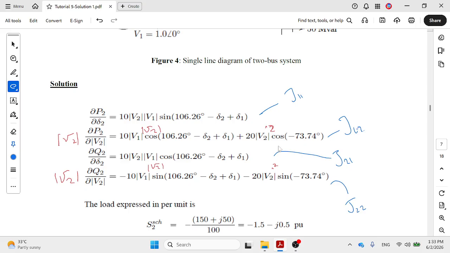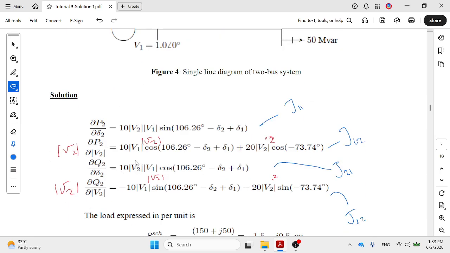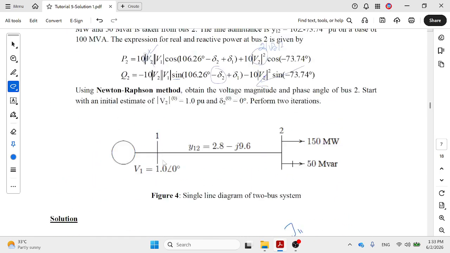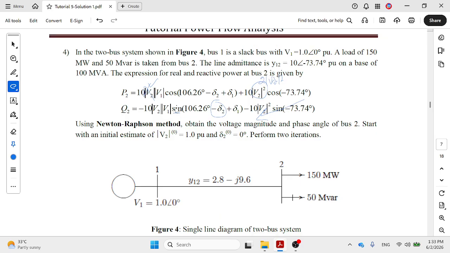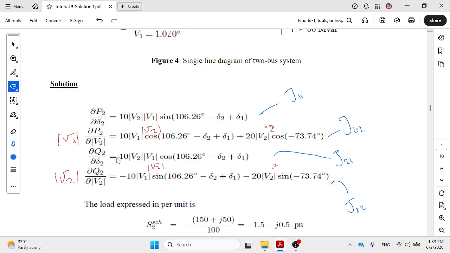Then Q2 over delta 2. Here is Q2, delta 2. Again, here is 0. Delta 2 is here. The inverse of this one is a cos. And here we have a minus. I was searching why it is positive. So this is a minus times minus, which becomes positive. So here is a positive 10 V2 V1 and others.